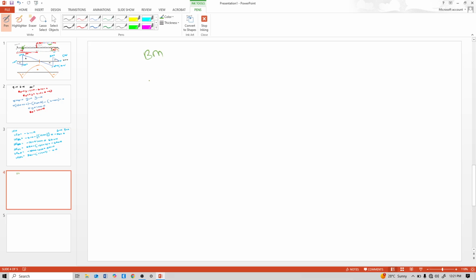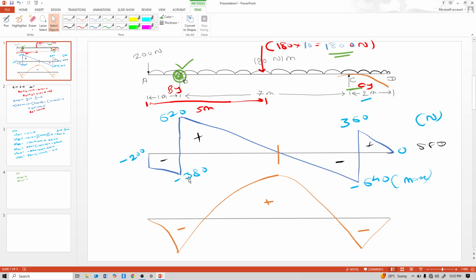Bending moment at point A is 0, and bending moment at point D is 0. Now calculate bending moment at point B.